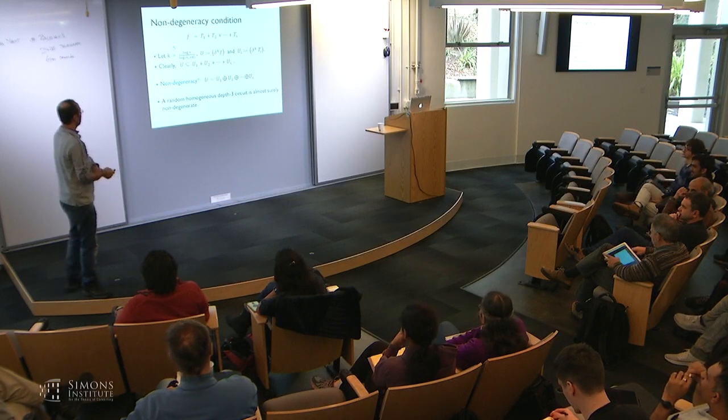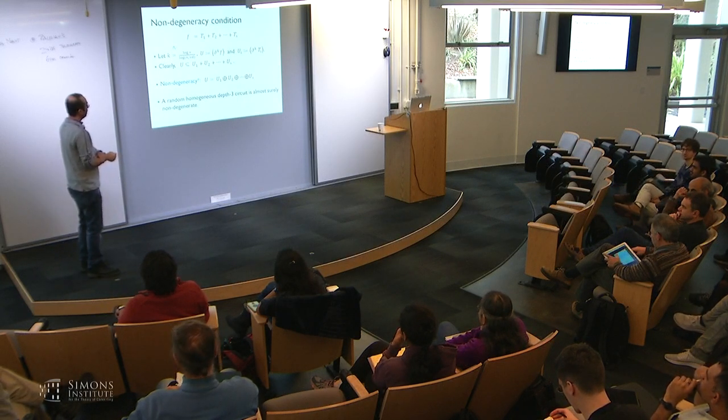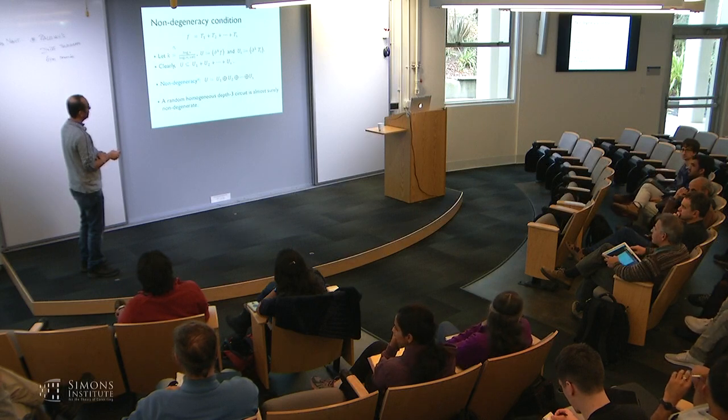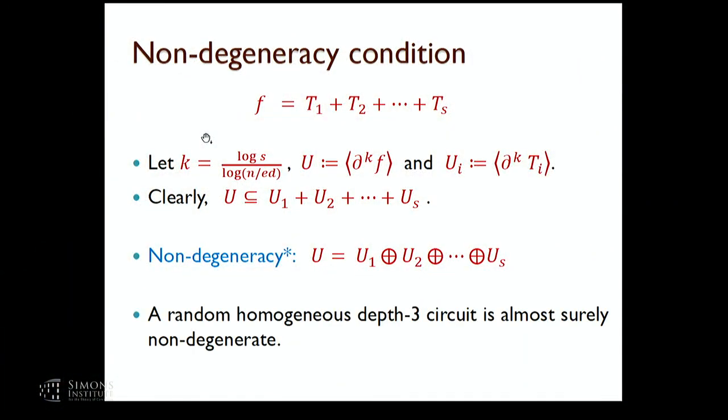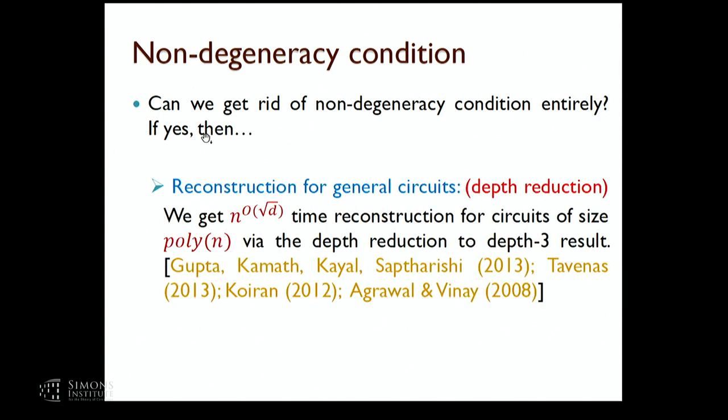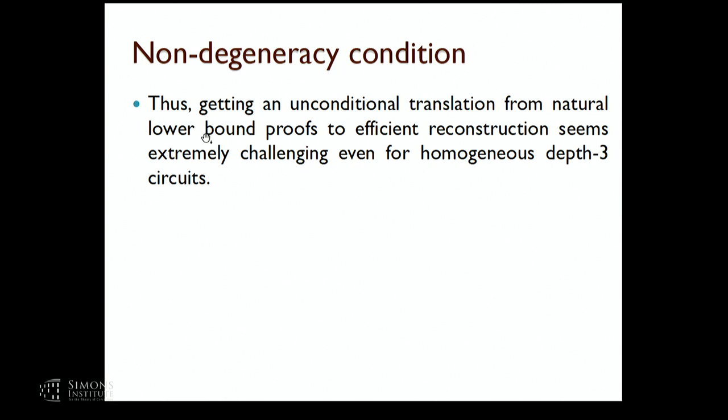The reason we need this condition, that n is greater than 3d square, is to make this non-degeneracy condition hold with high probability for random circuits. Otherwise, it will give reconstruction even for general circuits, sub-exponential time reconstruction, and thus we believe that unconditional translation from natural lower bounds to efficient reconstruction seems extremely challenging in the arithmetic world, even for depth-3 circuits.